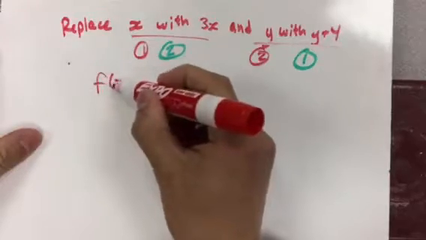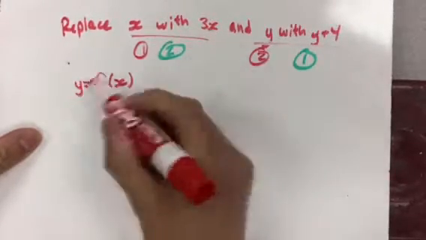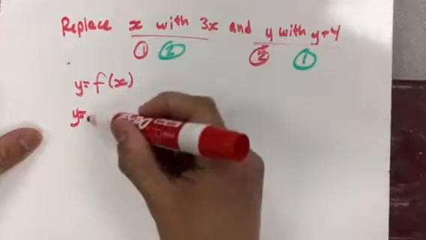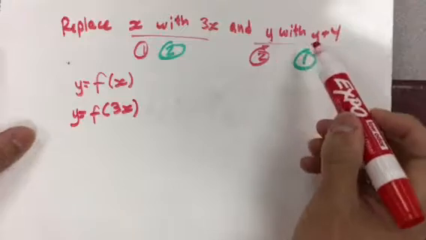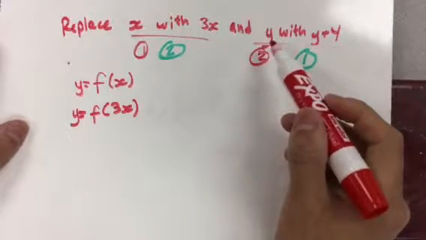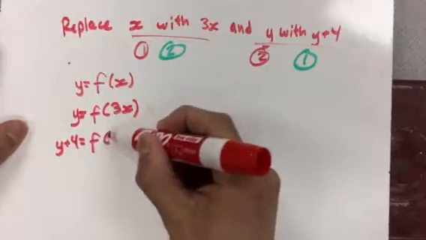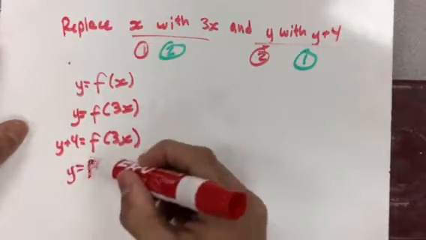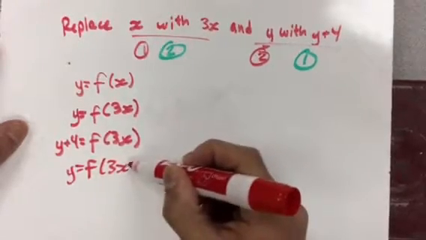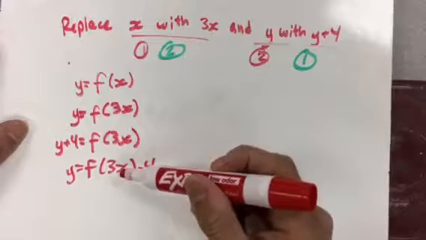So I have y equals f of x, and I'm going to replace x with 3x, so f of 3x. And then I put my second replacement in there, replacing y with y plus 4. So y plus 4 is equal to f of 3x. And in order to balance this equation, I just bring that 4 to the other side. I end up with f of 3x minus 4. All right, so this would be my final answer.